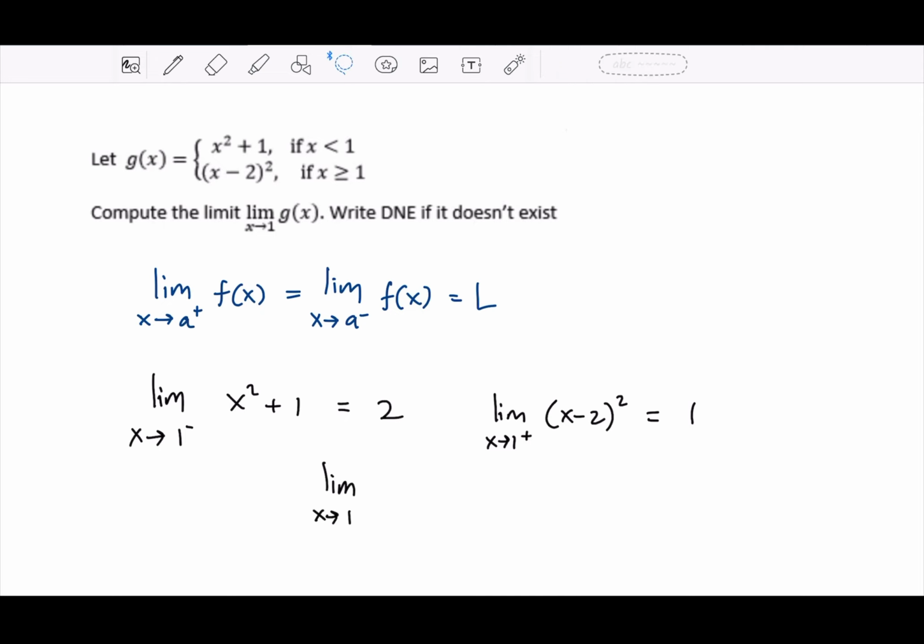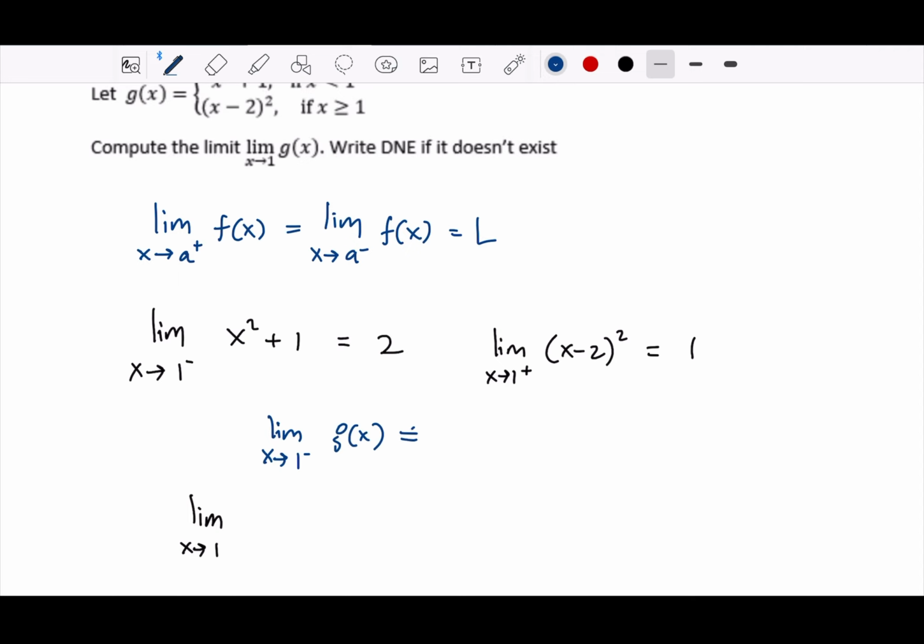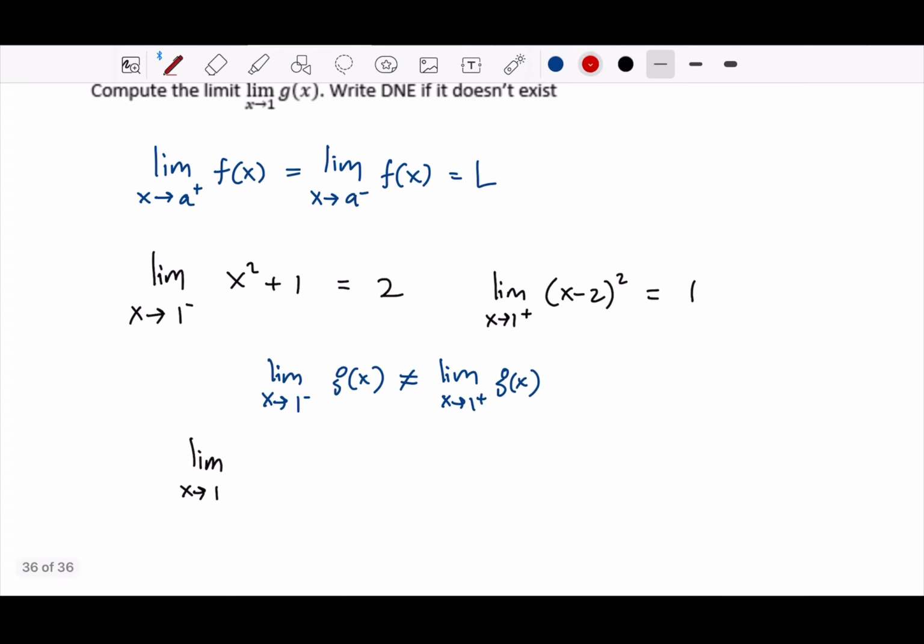You can write another conclusion, since g of x is not the same. You can write as a conclusion DNE, or you can write doesn't exist.